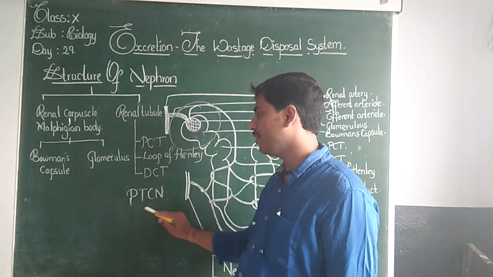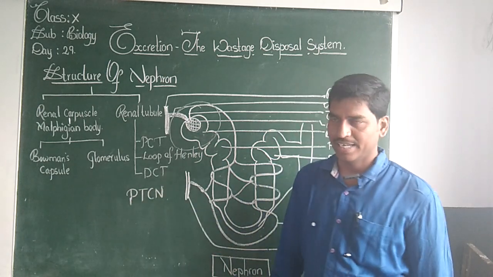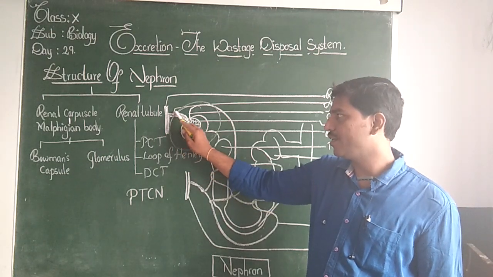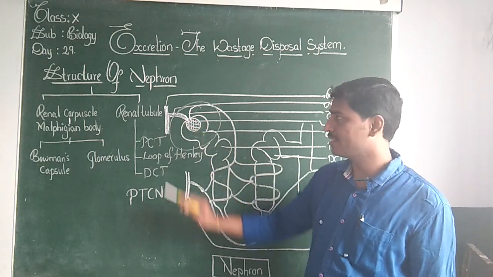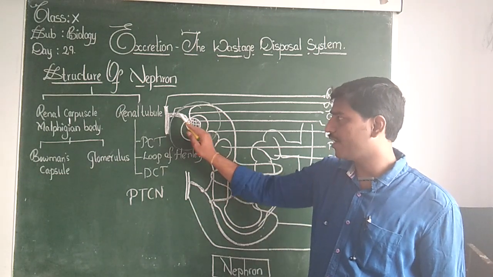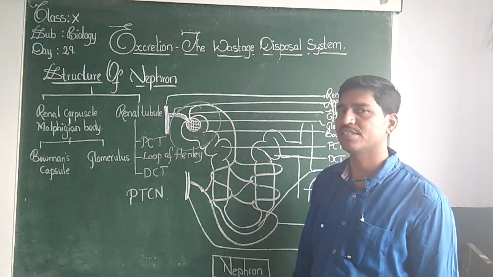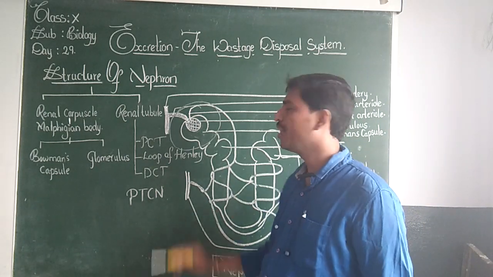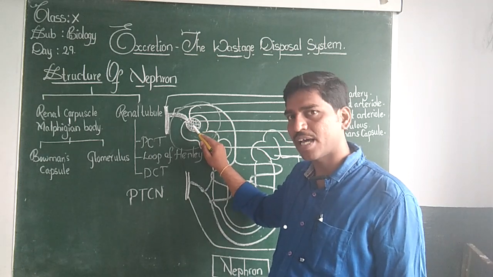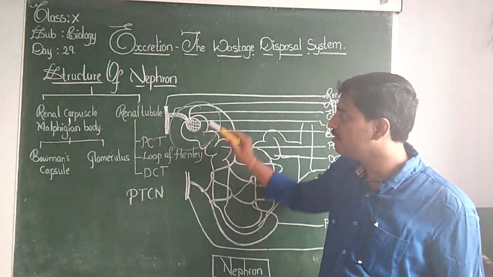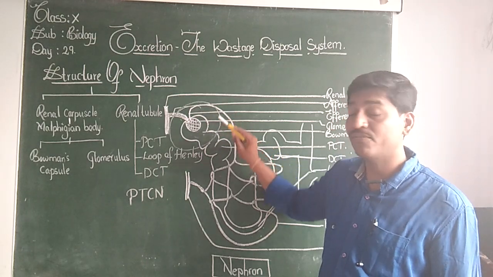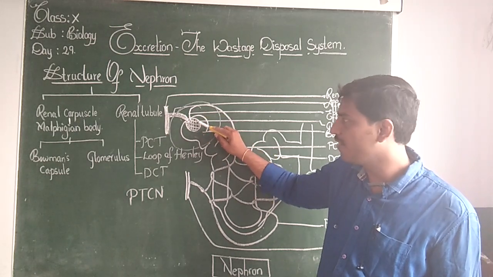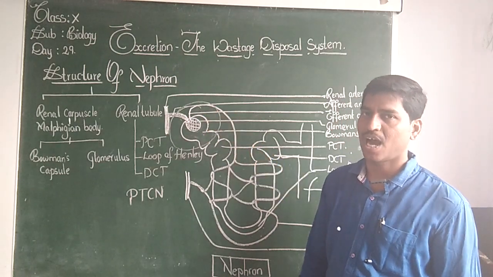Now let us speak about the peritubular capillary network. This is the renal artery. The renal artery gives rise to a branch called the renal arteriole. This renal arteriole once again gives rise to a branch called the afferent arteriole. Afferent means which moves inside. This afferent arteriole forms the glomerulus, and the glomerulus comes out in the form of the efferent arteriole. The afferent arteriole is going inside, and the efferent arteriole is coming outside.